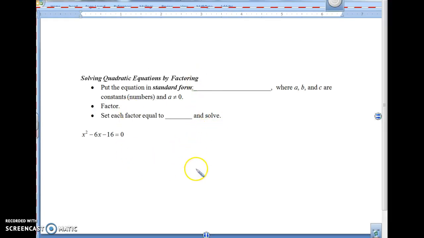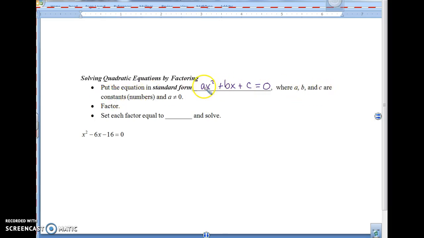So let's take a look at how we do this. All right, so first of all, we want to put the equation in standard form. For a quadratic equation, standard form is ax squared plus bx plus c equals 0. So when we see the quadratic, you want to start with highest exponent first, descending order, and equal to 0. A, b, and c are constant numbers.